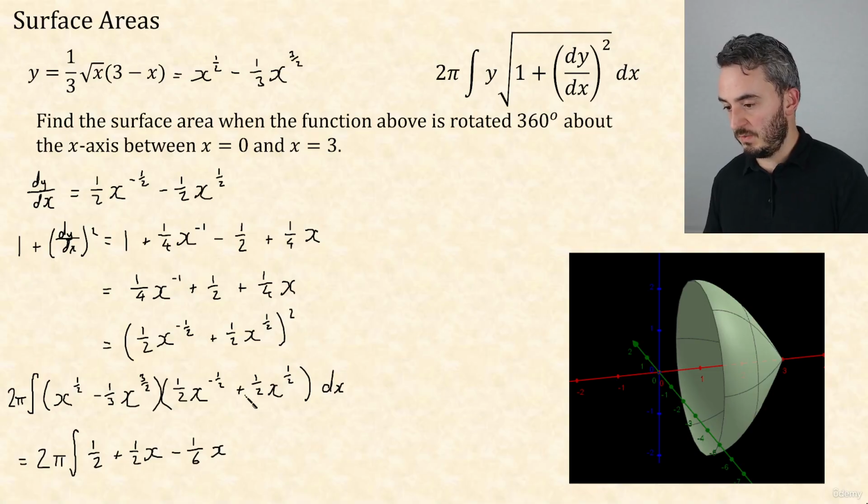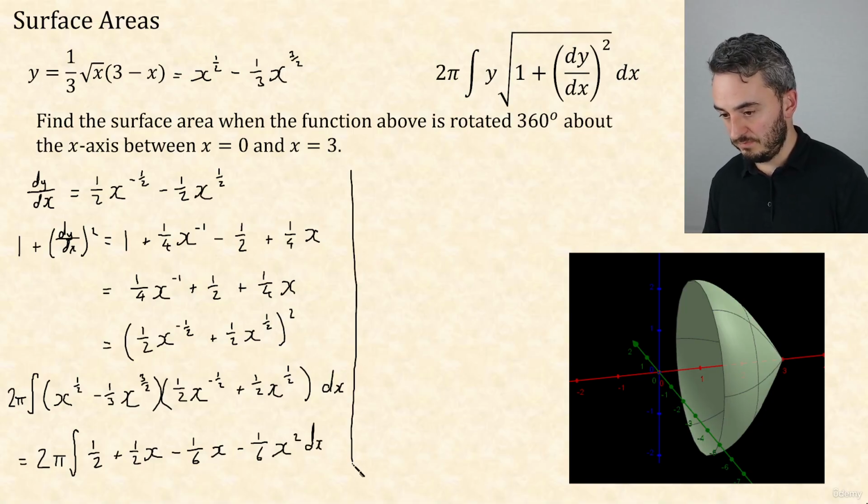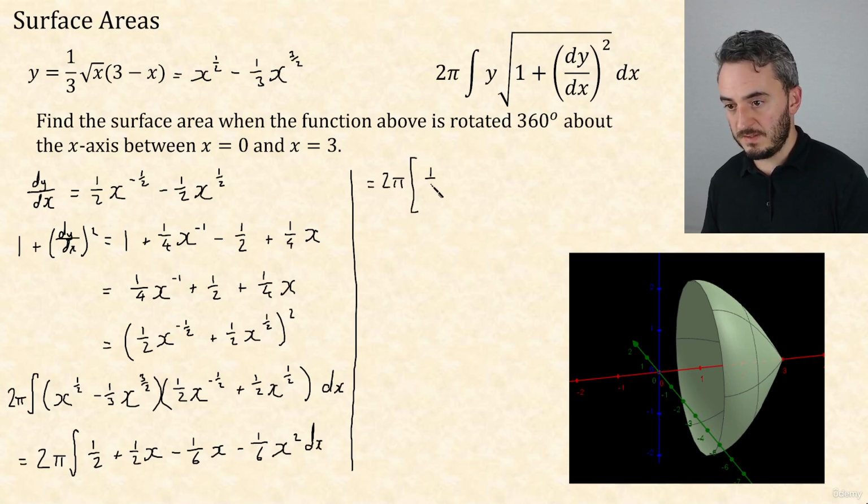And this times this, we get minus 1/6. Add the powers and we get x squared. So nice polynomial there, no problem at all. Now we can actually do the integration. So 2 pi, integral of a half is half x.